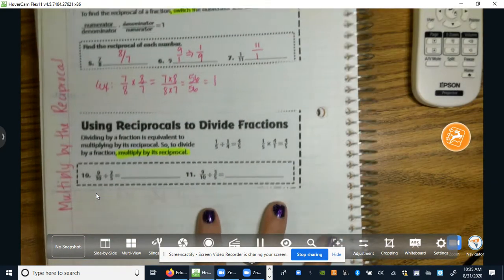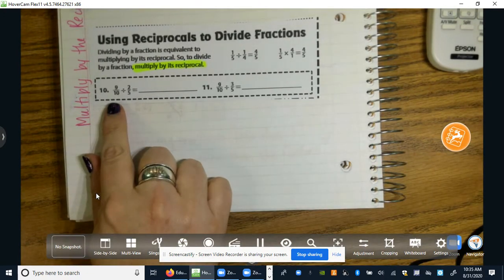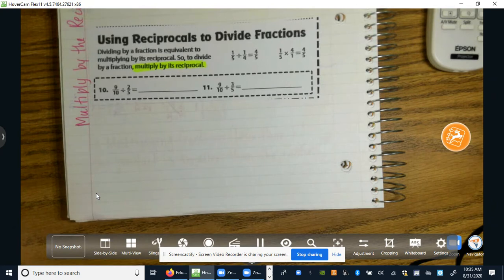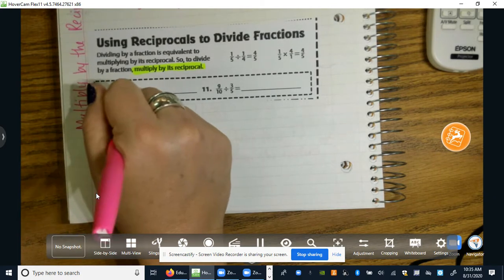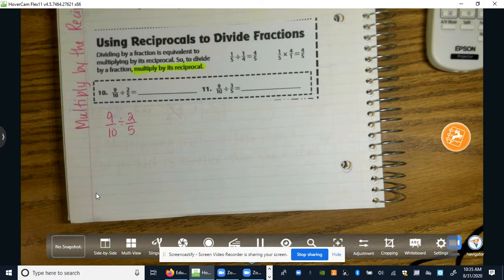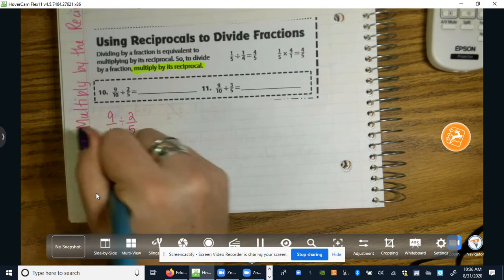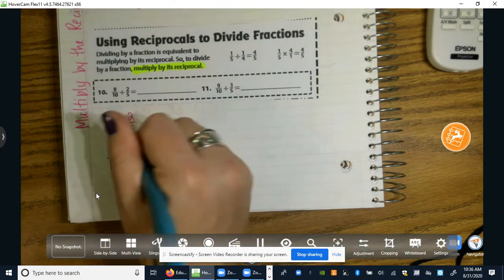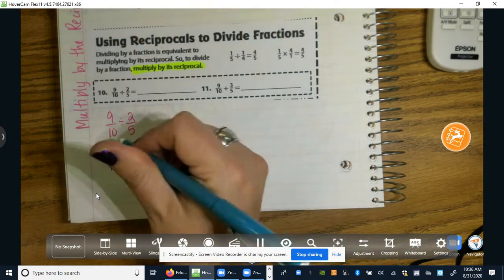I'm just going to move this out of my way because I need some more room here. We have 9/10 divided by 2/5. I'm just going to go ahead and rewrite it down here: 9/10 divided by 2/5. So I'm going to keep, multiply by the reciprocal. I'm going to keep the first the same, 9/10, multiply, and then flip the second. Its reciprocal is 5 over 2.